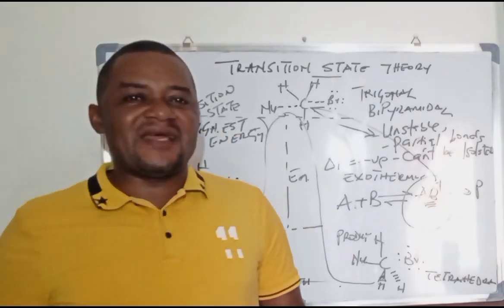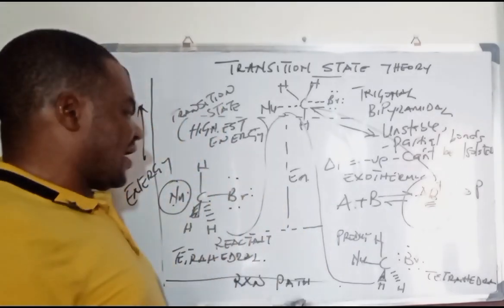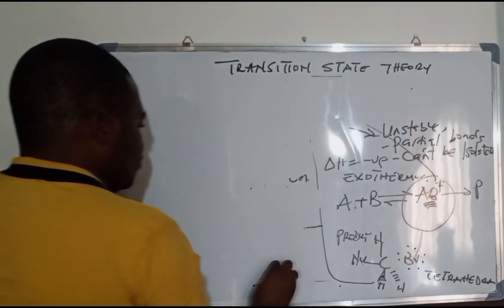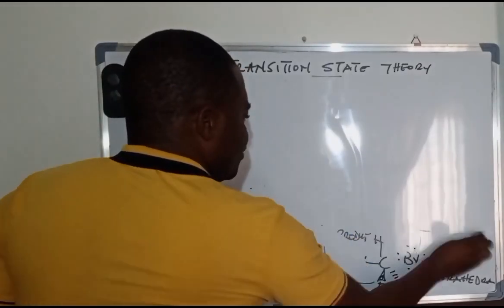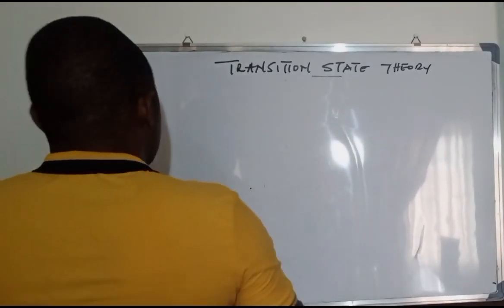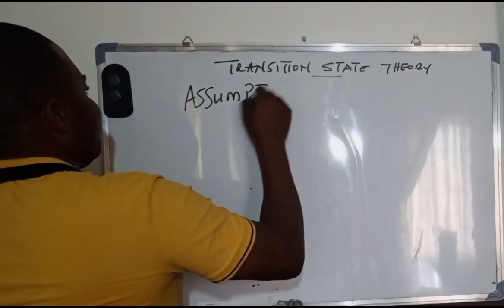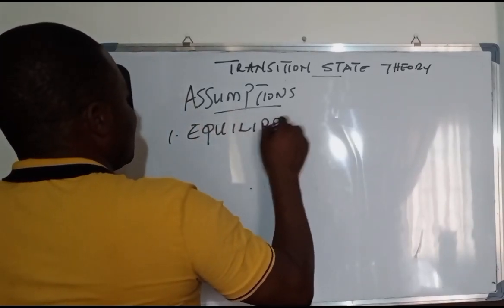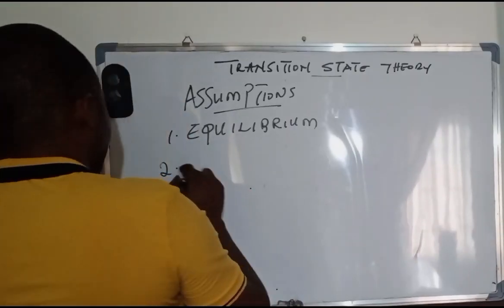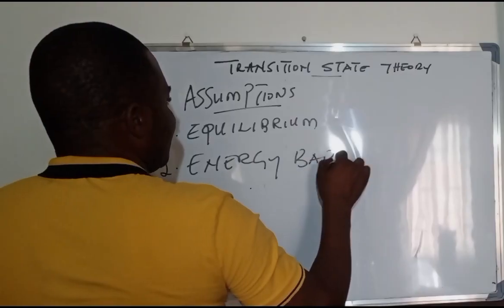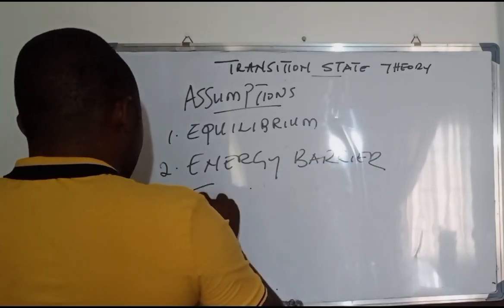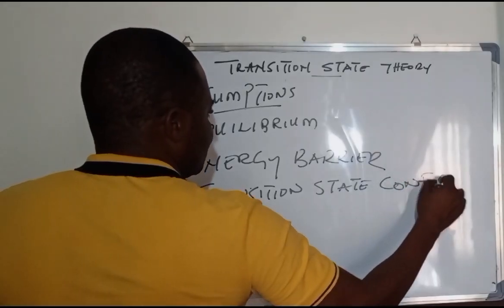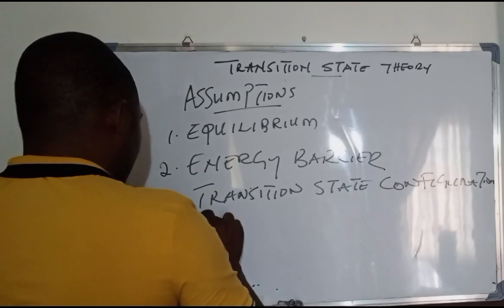Now I'm sure we've learned something out of there, but there are assumptions to the transition state, and we can take a look at those assumptions. Let's look at the major assumptions to the transition state theory. The first assumption of the transition state theory discusses the equilibrium assumption, and the second one, the energy barrier, and then the third one talks about the transition state configuration, and then the last one talks about the classical motion.